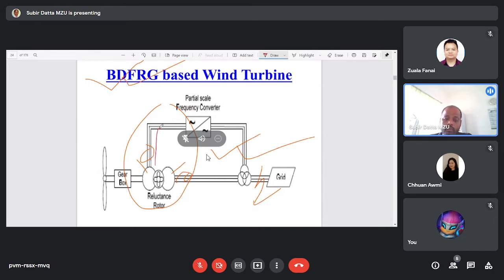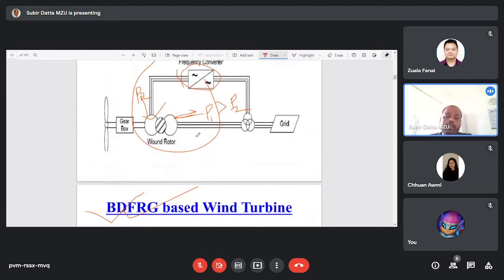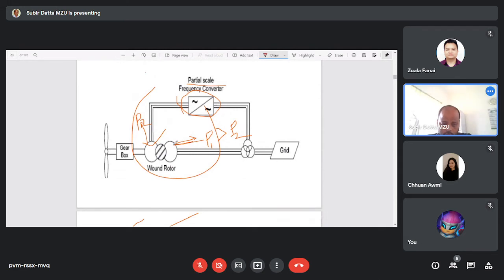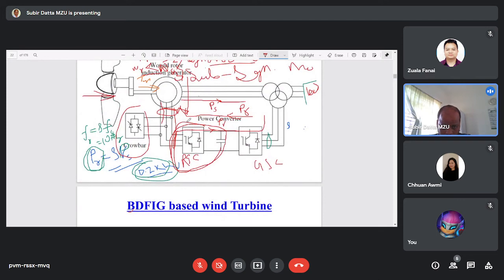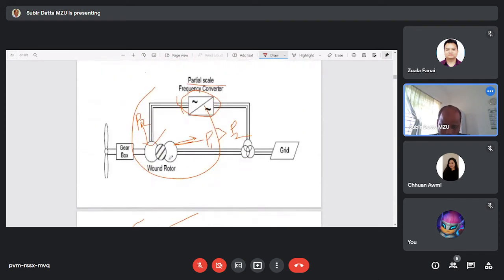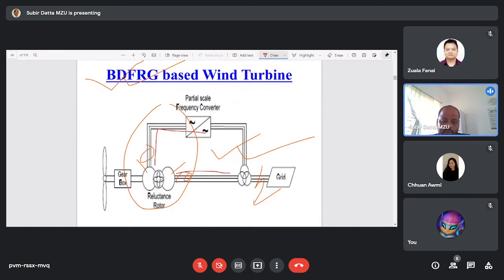Double fed means you have two outputs. Power can flow from this side to this side, and also power can flow from the stator windings. That is why it is called double fed. And brushes are not there, that's why this is called brushless. So B implies brushless. Here is the rotor part. The rotor is not connected with the power electronics converter. In the DFIG, the power electronics converters are connected with the rotor. But here the three-phase stator windings and the rotor windings are not connected with the rotor part. Similarly, here also the rotor is not connected with any power electronics converter, and it is also not connected with the grid.